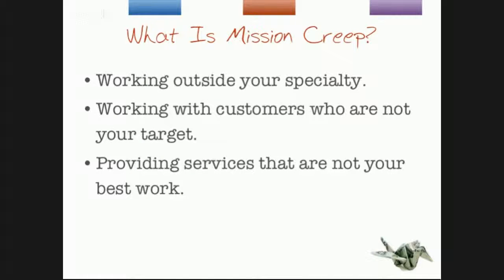Now, I've talked a few times about mission creep. If our therapist had taken the job in marriage counseling rather than parent-children counseling, she would be in mission creep. And mission creep means that you are taking your work outside your specialty. You're working with customers who are not your target, and you're providing services that are not your best work. Let's talk about that for a moment.